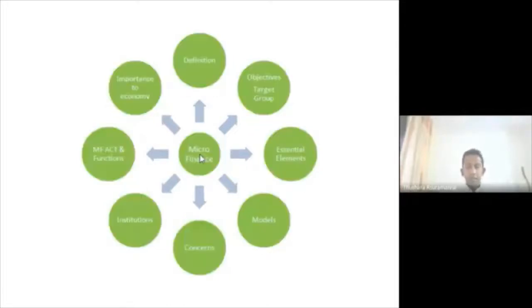Last one, the microfinancing again. We discussed in detail, and the presentation and notes have been shared. Again, these are the areas that you need to know.